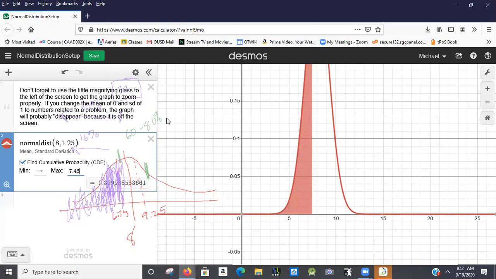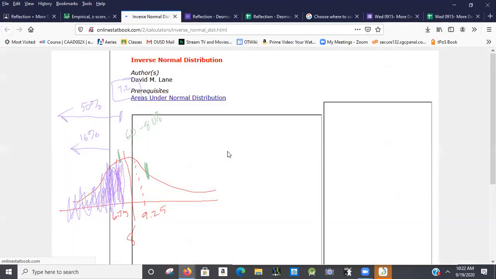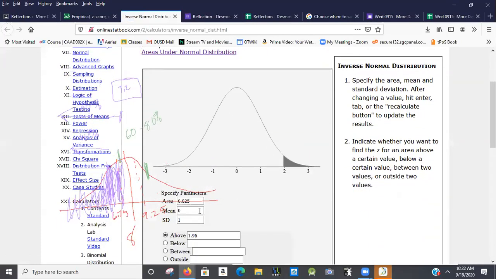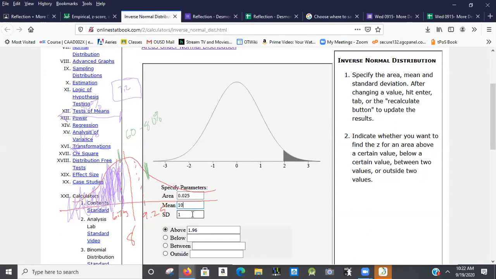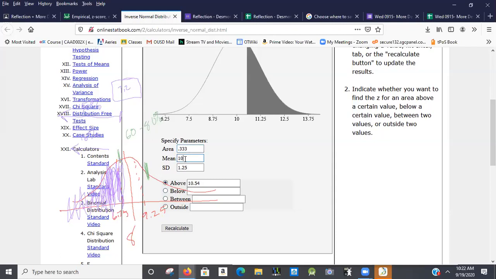Okay. Now, if I don't want to play around, if I just want to figure it out, there are inverse normal distribution calculators where you can just plug things in. And all you've got to do is tell it the mean, which we said his mean was 8, his standard deviation was 1.25, and we want the bottom third of his area. It says I did something wrong. Oh, my mean was wrong.